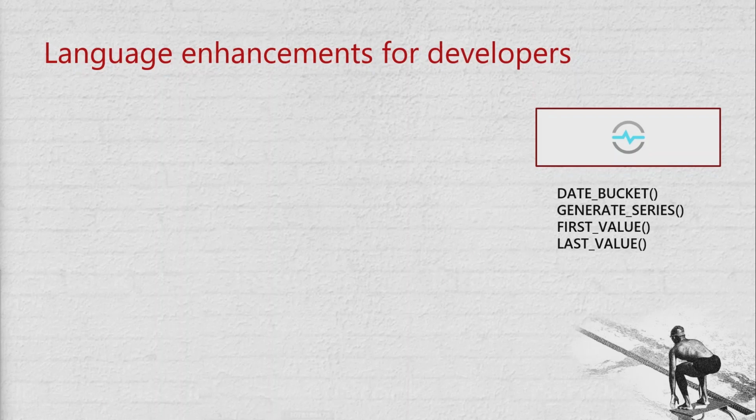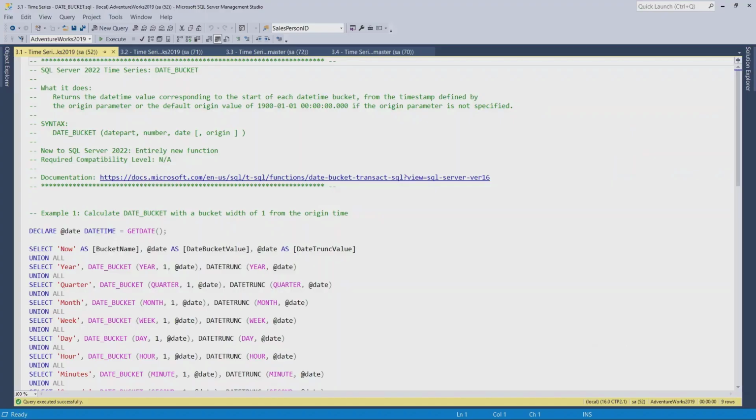Time series capabilities in SQL Server originated in Azure SQL Edge, our version of SQL Server optimized for IoT deployments, and are now coming to SQL 2022 and Azure SQL. The time series improvements consist of a new function, a new operator, and enhancements to 2 existing functions for handling null values. So let's get started with our first new function, DATE_BUCKET.